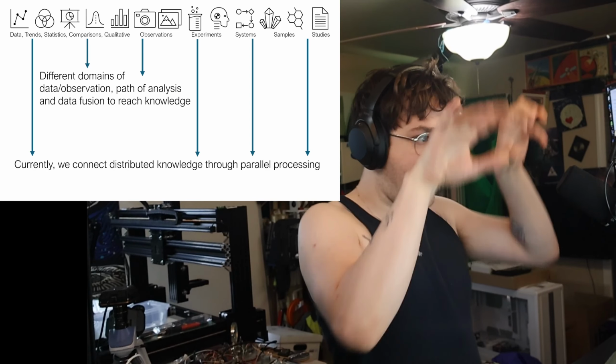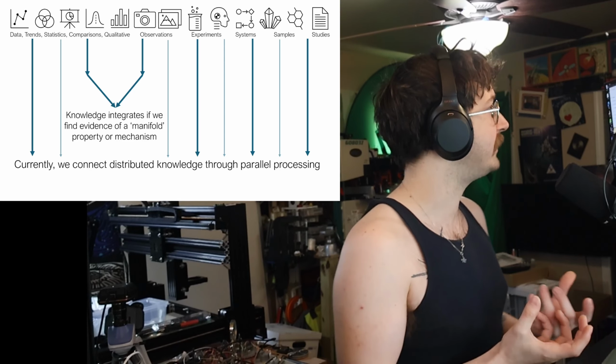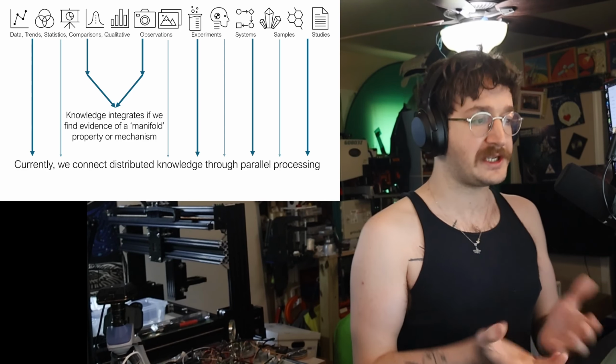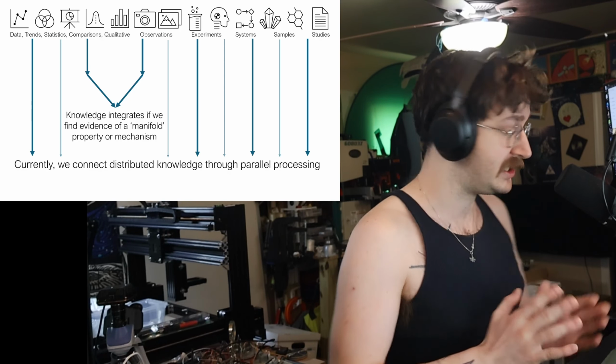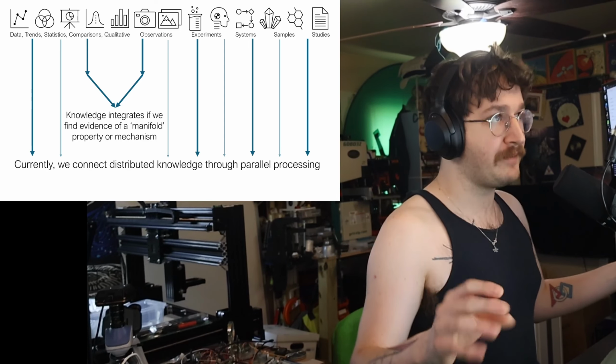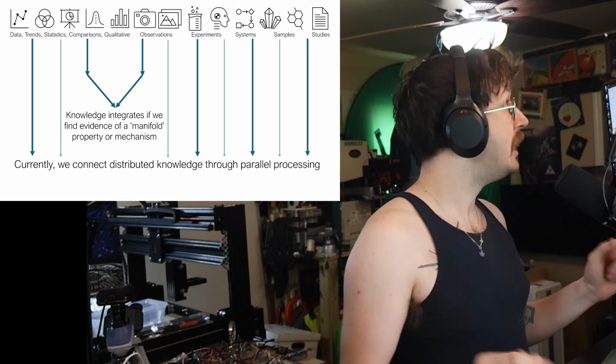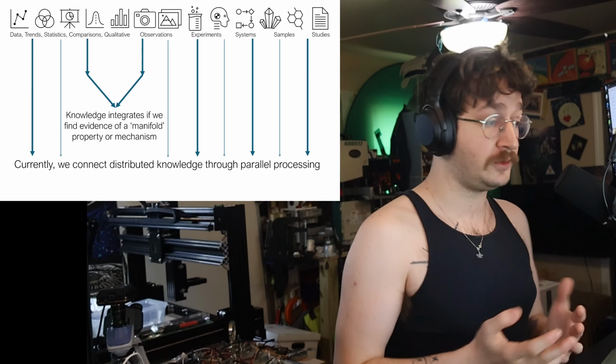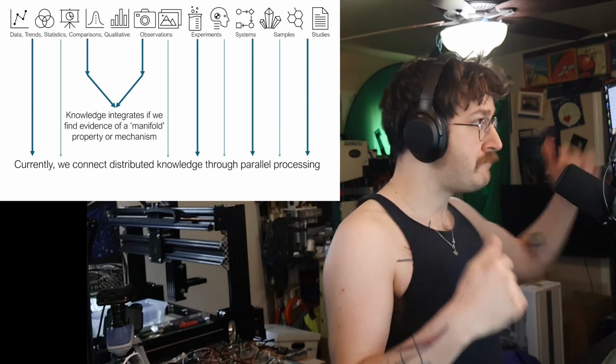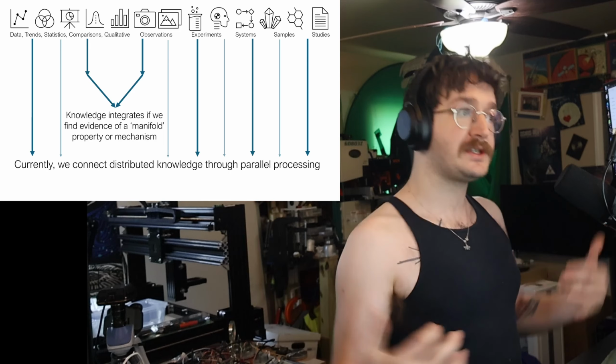Now, knowledge integrates, and that's what these arrows are showing, if we find evidence of a manifold property or mechanism. Now, when I say manifold, I'm talking about an underlying property, something that is consistent between them. So you could say two dust samples might have completely different materials, completely different thermal infrared spectral signatures, but the same particle size. Well, that's their manifold, right? So we are finding manifolds among data domains and connecting them.